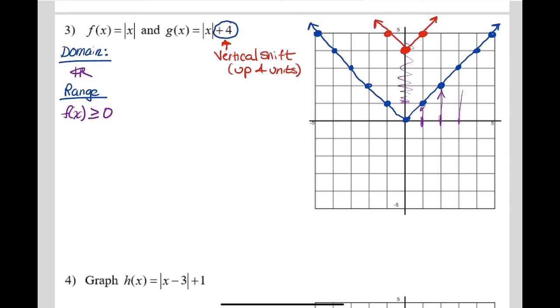And I should be labeling these. This is the g of x function. This is the f of x function. Now let's look at the domain and the range.